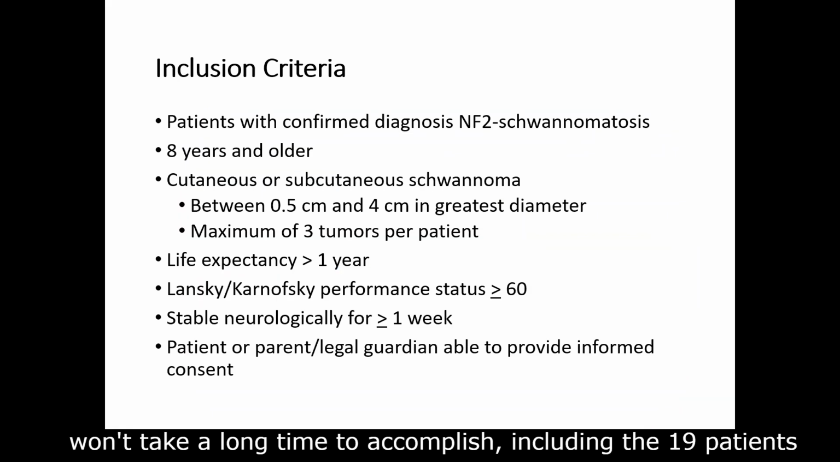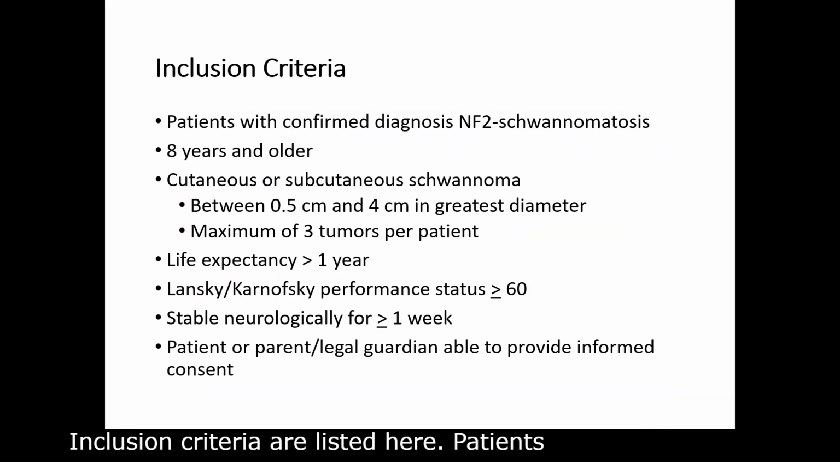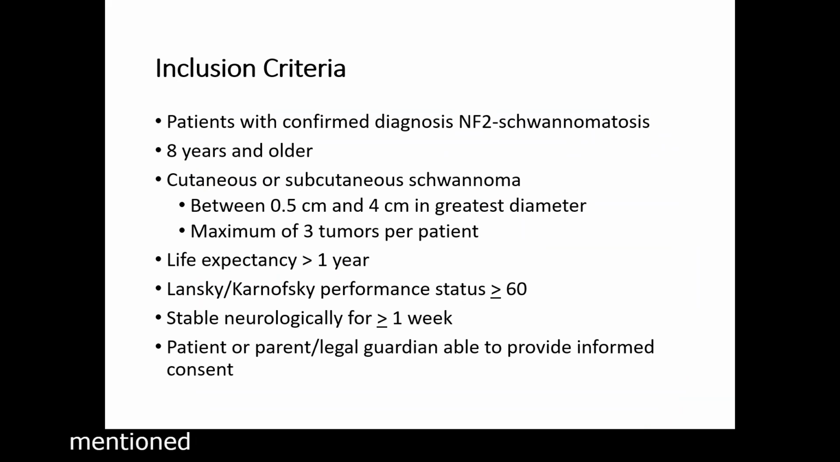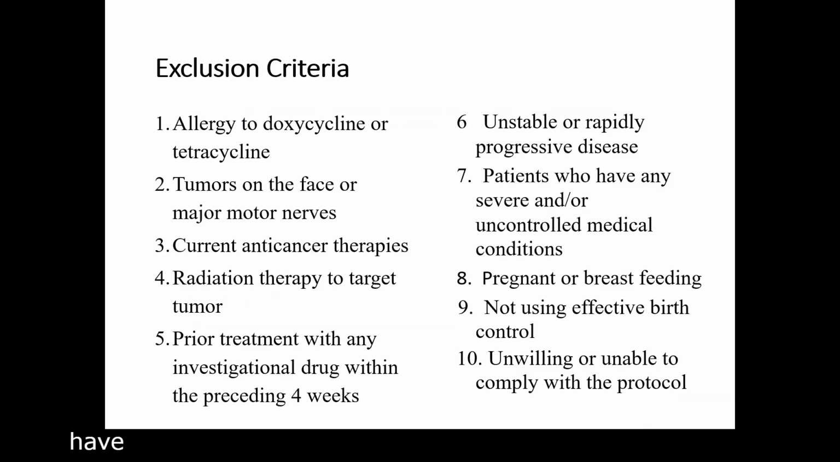Inclusion criteria are listed here. Patients with confirmed NF2 schwannomatosis that are 8 years of age or older. They have to have lesions that are between 0.5 centimeter and 4 centimeters, so we can measure them, but they're not too huge. And the maximum of 3 tumors I mentioned. All these other things are just part of what we have to put in the grant proposals.